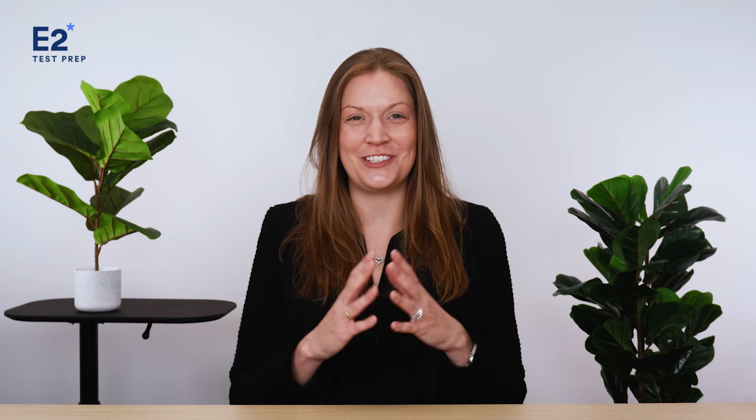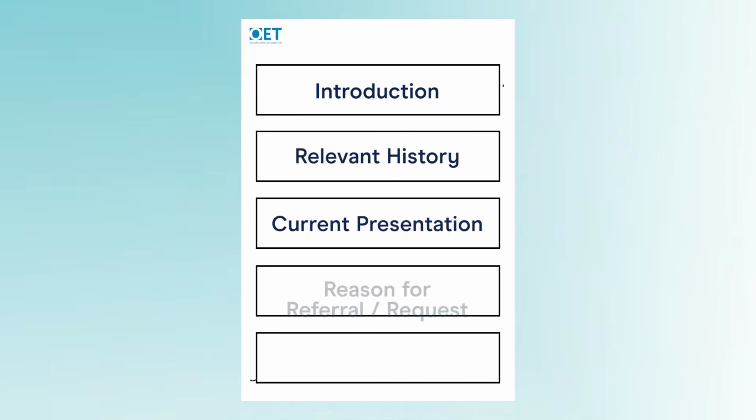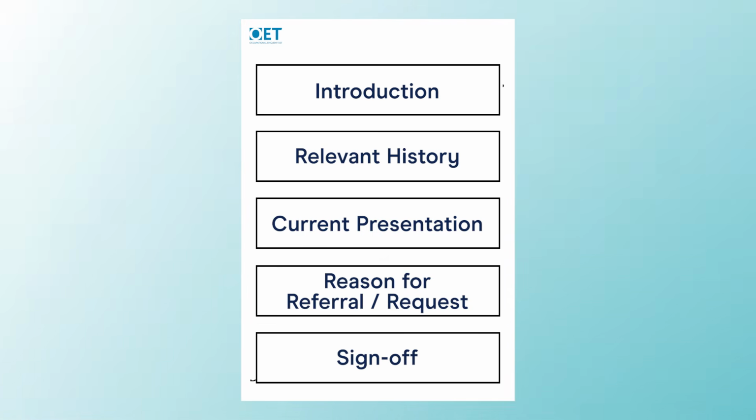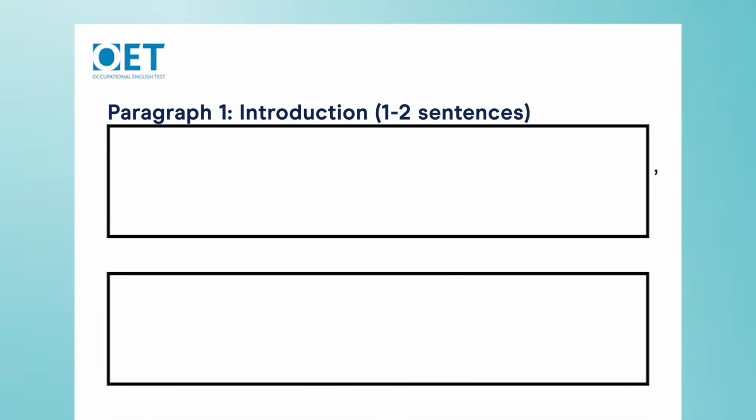Now, the structure. A strong referral letter has 5 paragraphs, and in most cases, they appear in this order. This is a shape you adapt to your case notes. Understand it, but don't memorize it word for word. Paragraph 1 is your introduction. It should be 1 or 2 sentences.